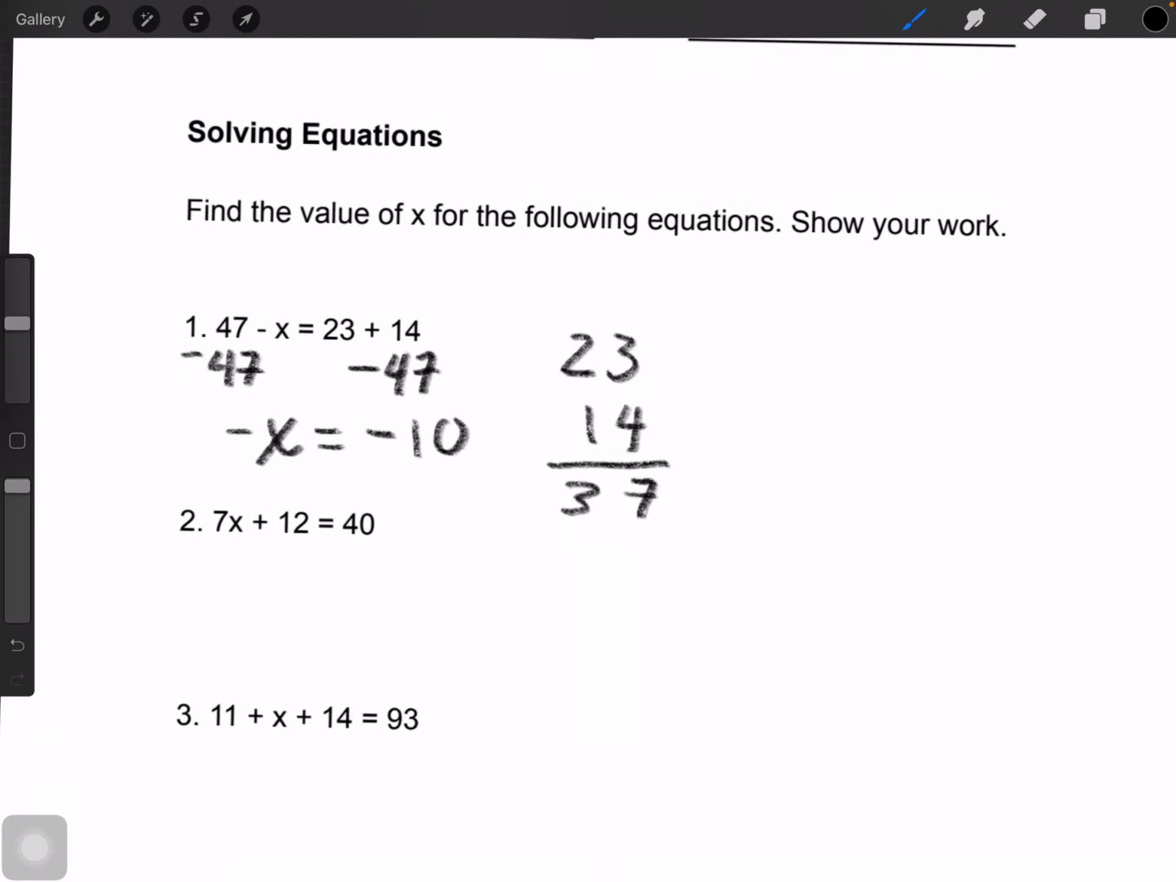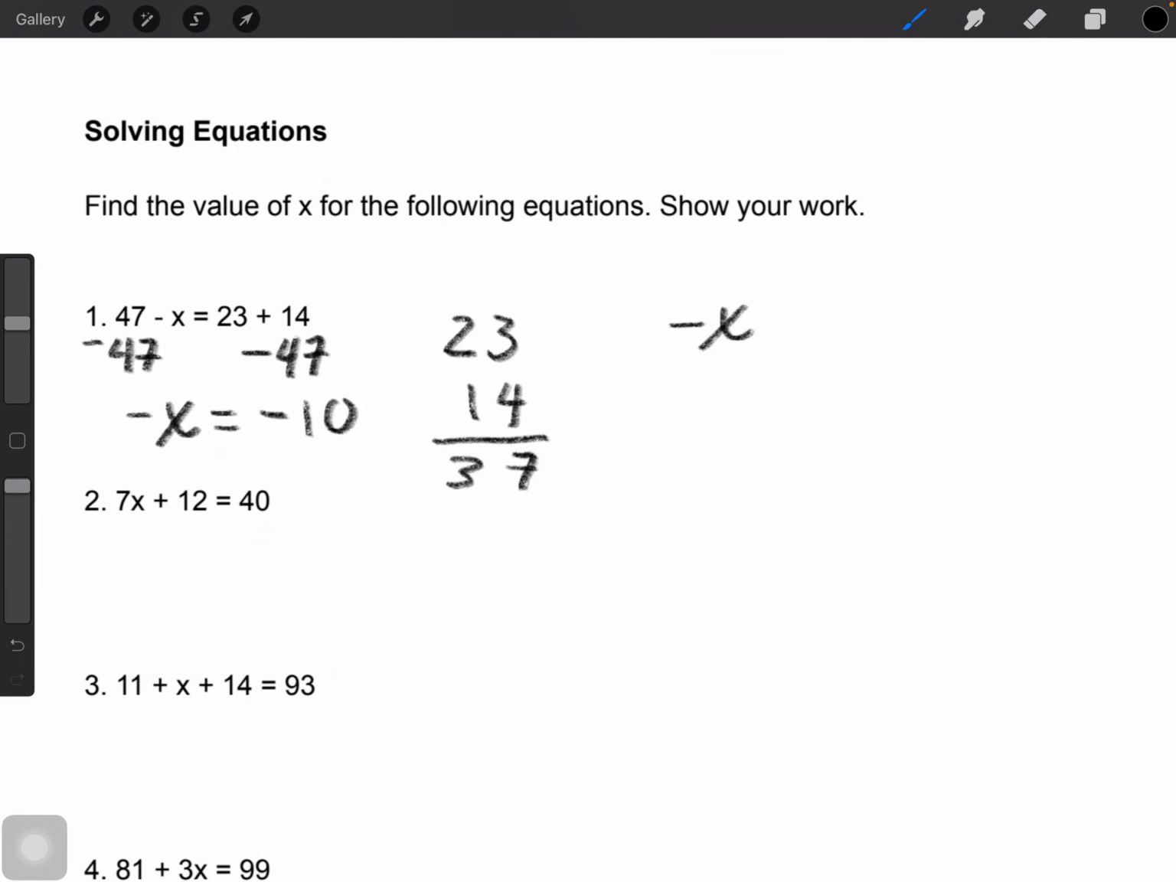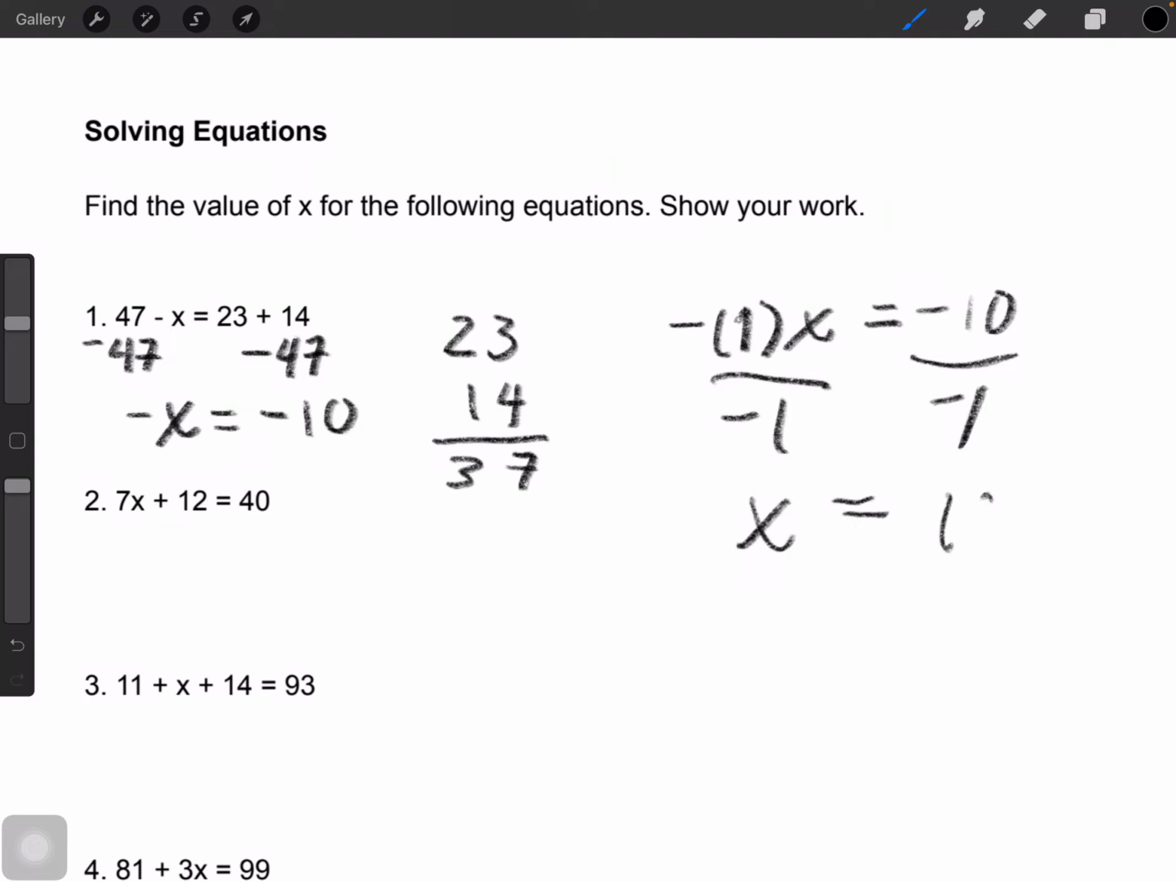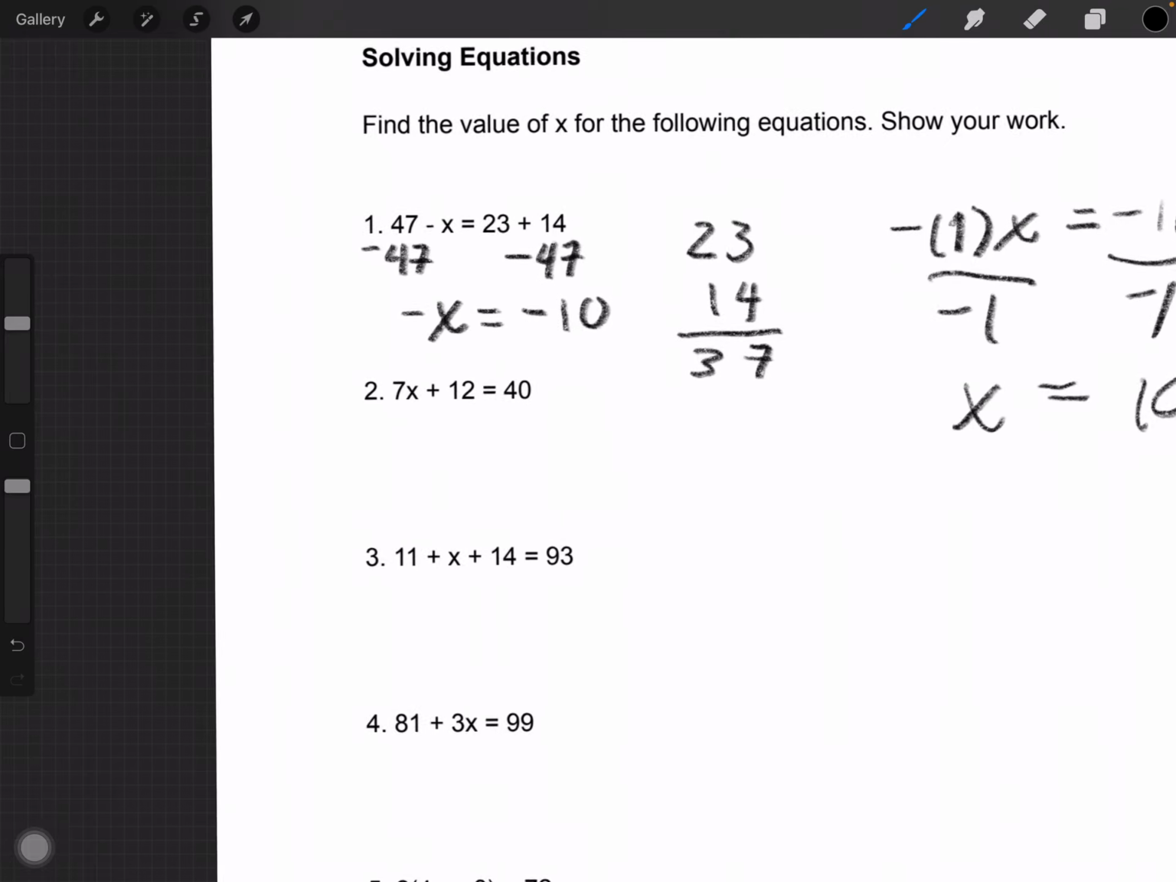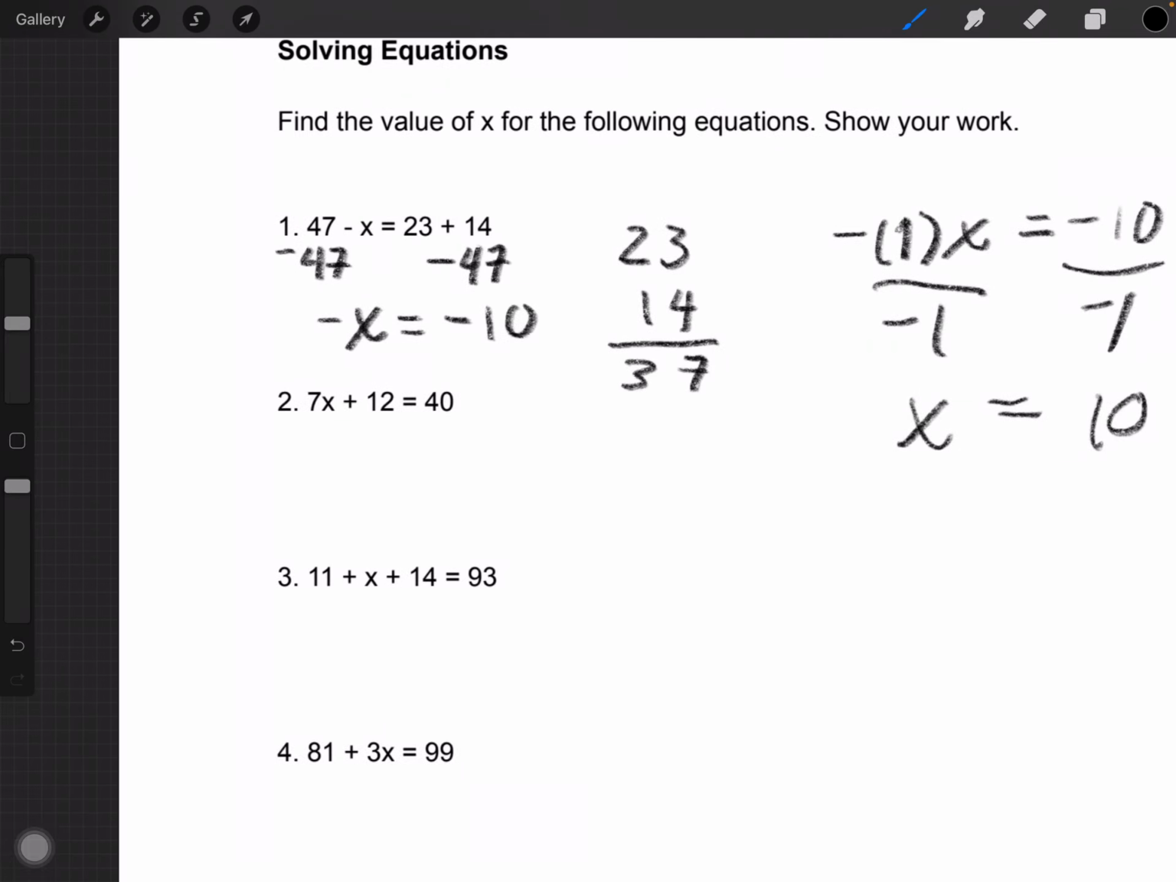And then you have negative x is equal to negative 10, but negative x is the same thing as negative 1 times x. And so we divide both sides by negative 1, and x is equal to negative 10 divided by negative 1, which is equal to 10. Okay. Let's do two more problems on this one.